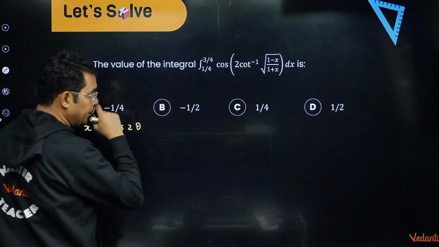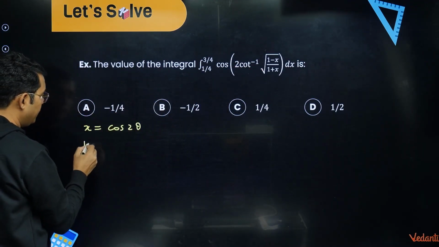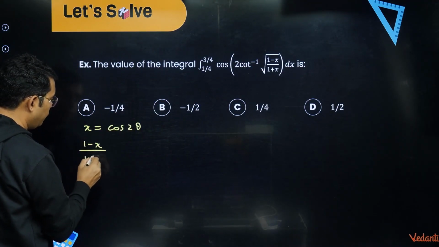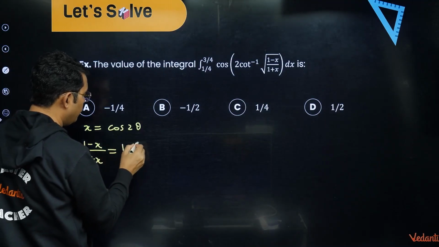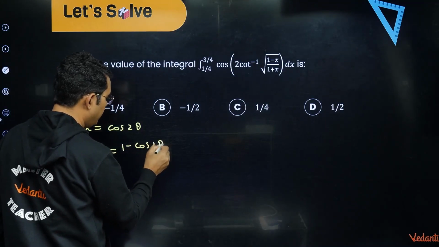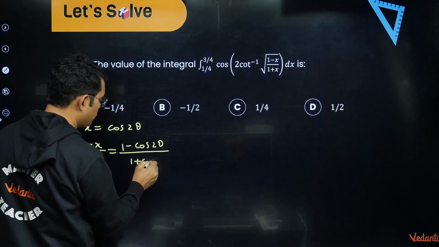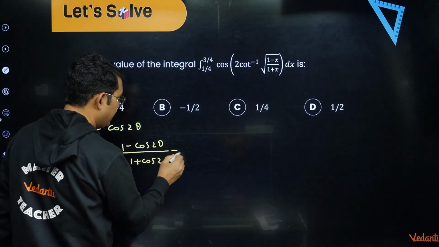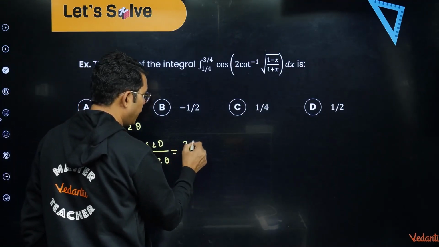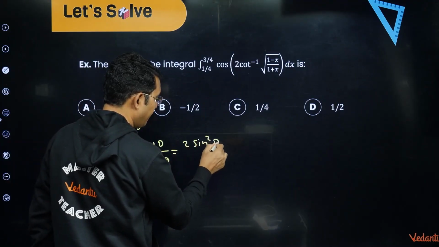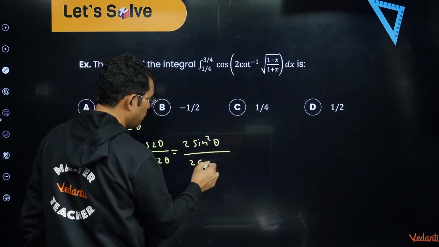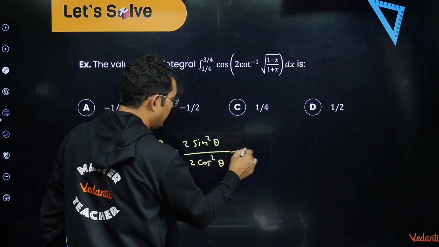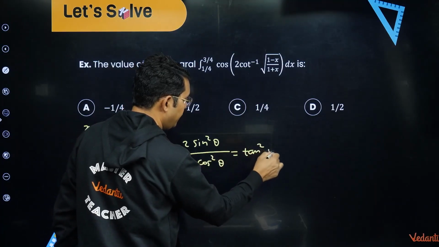there is one very common, very standard substitution, and that is x equal to cos 2 theta. If you put x is equal to cos 2 theta, we will be getting 1 minus x upon 1 plus x is equal to 1 minus cos 2 theta upon 1 plus cos 2 theta. 1 minus cos 2 theta is 2 sin square theta, and this is 2 cos square theta. This will become tan square theta.